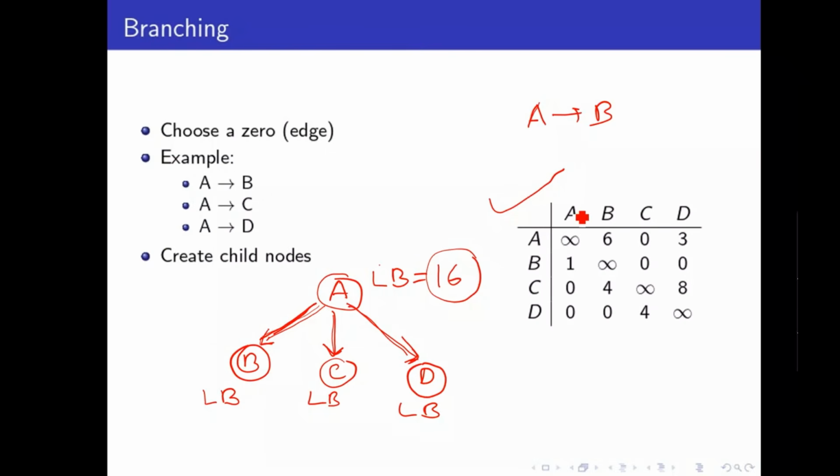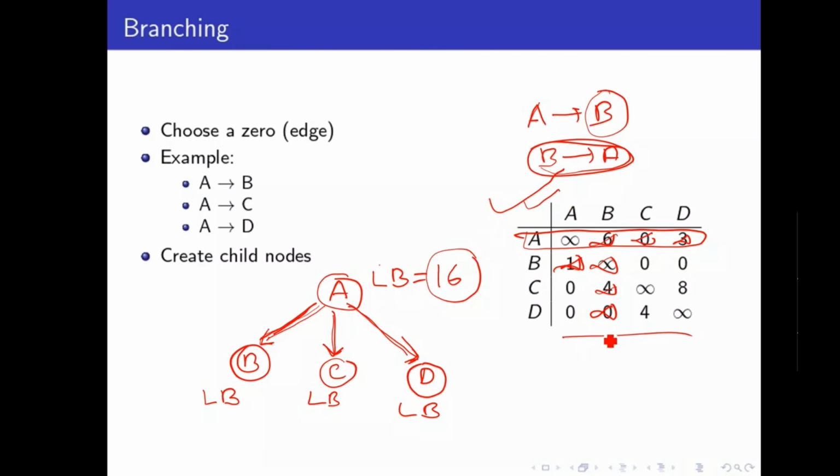Then we have to set row A as infinite. All the values here will be set to infinite. Column B, everything will be set to infinite, and the edge B to A. We cannot go back from B to A, so BA we have to set as infinite. The remaining values from the parent will be copied or remain the same.